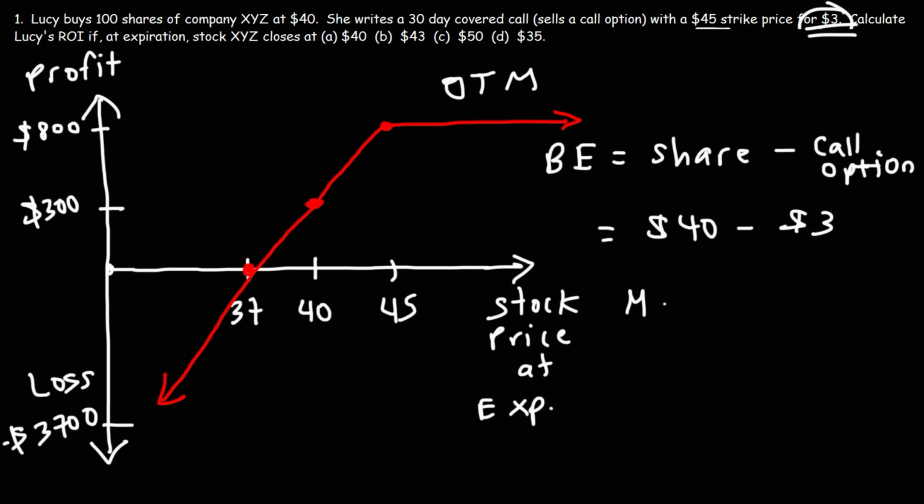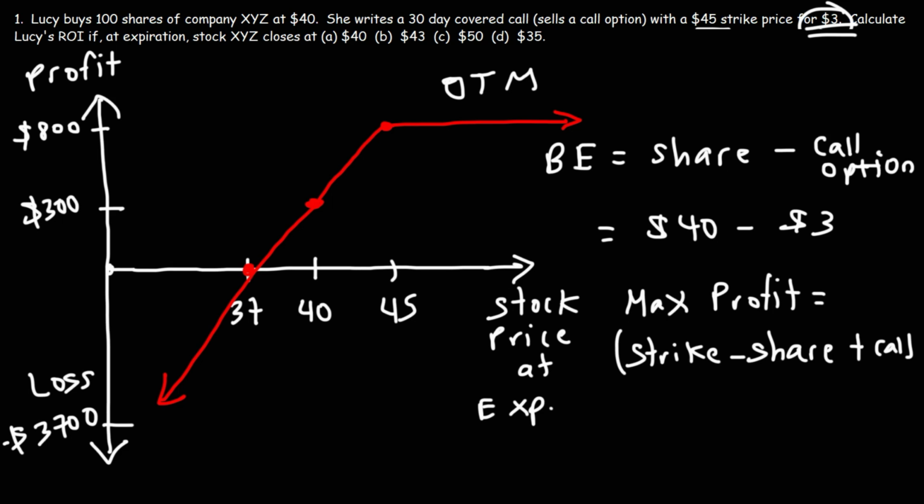So the formula to calculate the max profit is the strike price minus the share price plus the value of the call option, and then you would multiply it by the number of shares involved, which in this case is 100 shares. So the strike price is 45, the share price is 40, and the value of the call option is 3. So 45 minus 40 is 5, plus 3, that's 8, times 100. That's how you can calculate the max profit of 800.